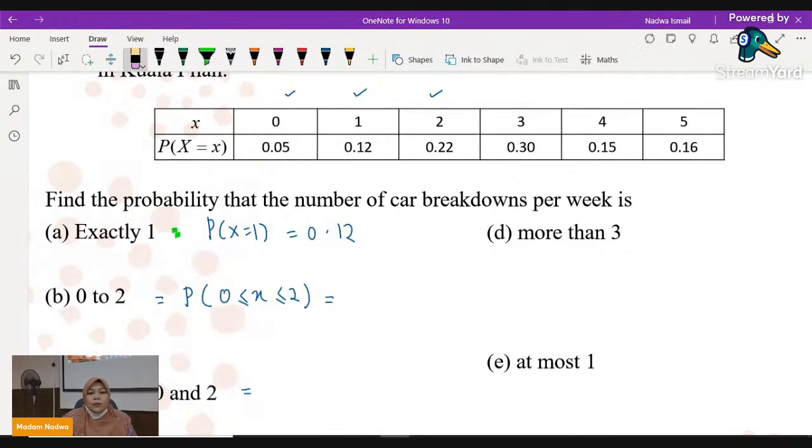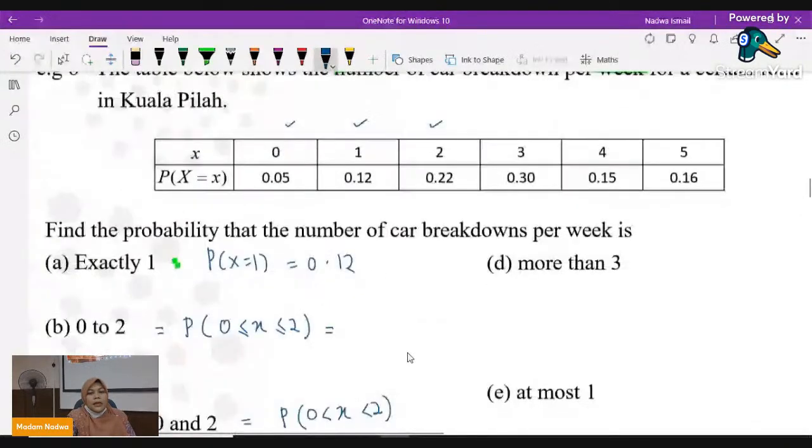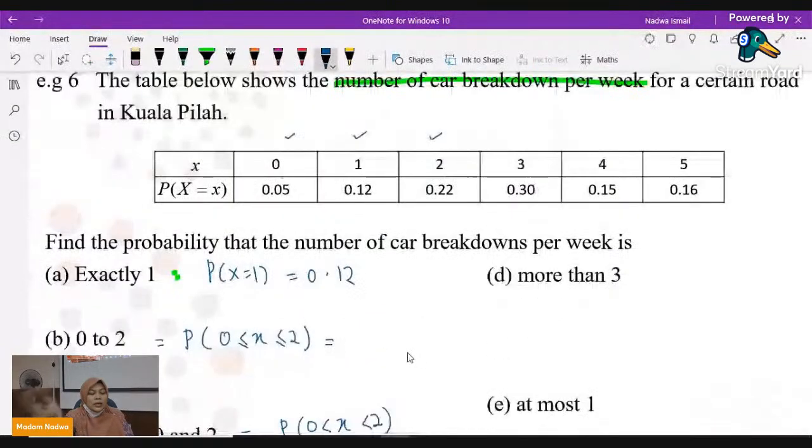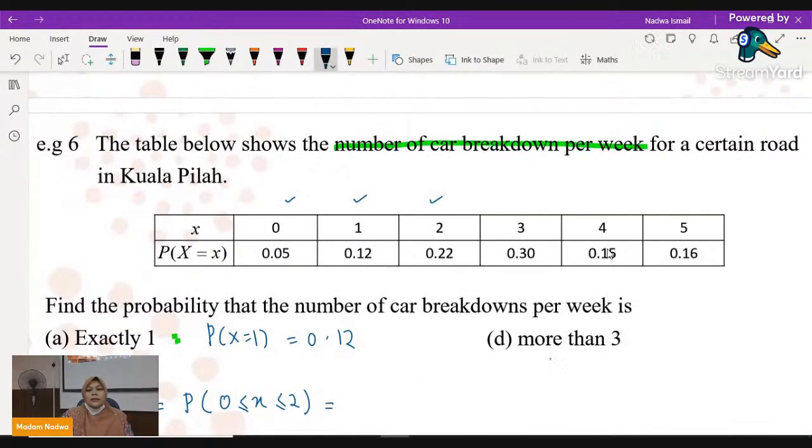So this is probability X between 0 and 2. You see, there is no equal sign. So the answer is just probability X equals to 1, which is 0.12. Okay, you can try this one yourself. I just wanted to tell you the difference between 0 to 2 and between 0 and 2. Okay, more than 3 is easy, more than 3.